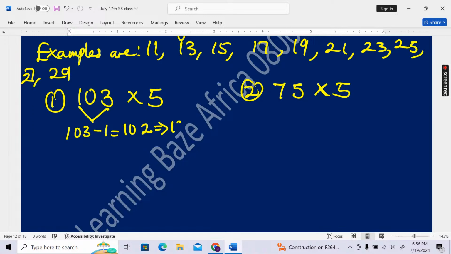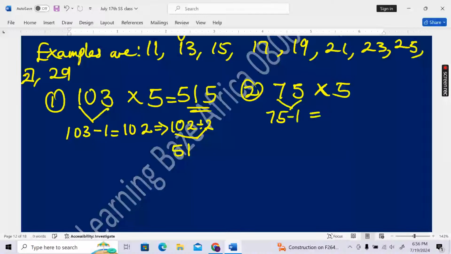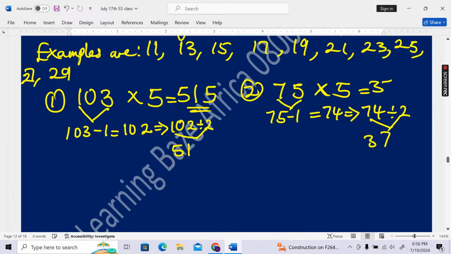Then divide 102 by 2. That will give us 51. For even numbers you will write 0 beside it, but this time you will write 5 beside it. Okay, so let's look at the second example. 75 times 5. The first thing you need to do is subtract 1 from 75. That will give us 74. Then divide 74 by 2. That will give us 37. Write down 37 and write 5 beside it, because they are odd numbers.